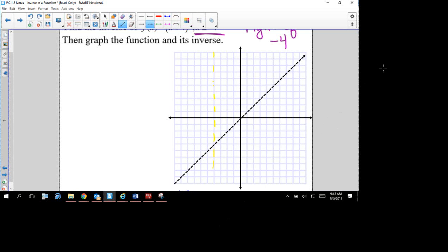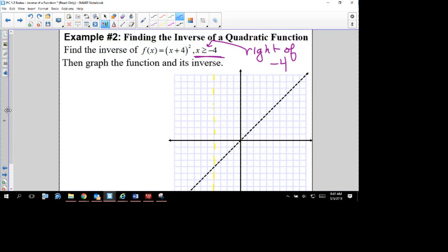And you guys have a quiz tomorrow on transformations. Thank you. So I'm going to graph this using transformations. You know, some good practice for that quiz tomorrow.